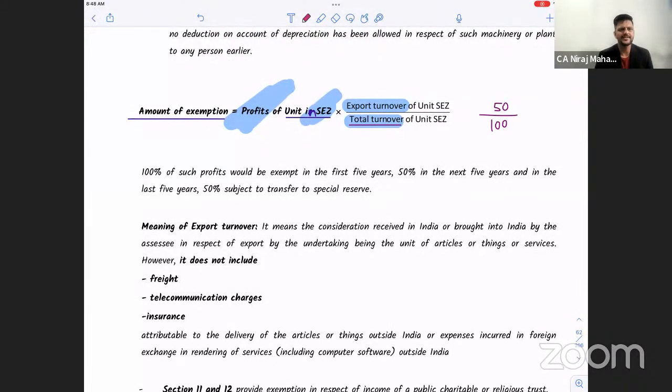Understood? Use common sense. Can my export be more than total? No. Whatever I produced, out of that only I'll either sell it, no? Either in India or outside India. Correct? However, there are certain further conditions. Check.